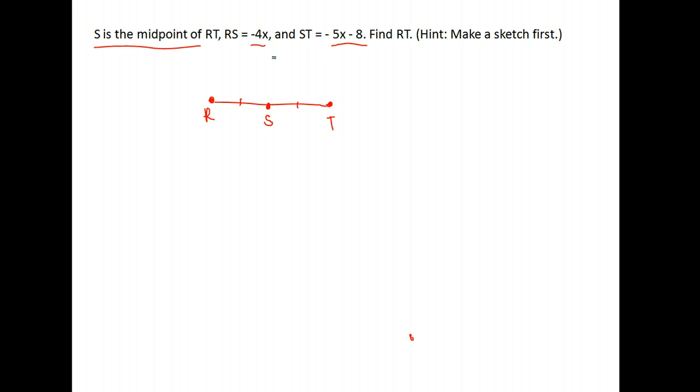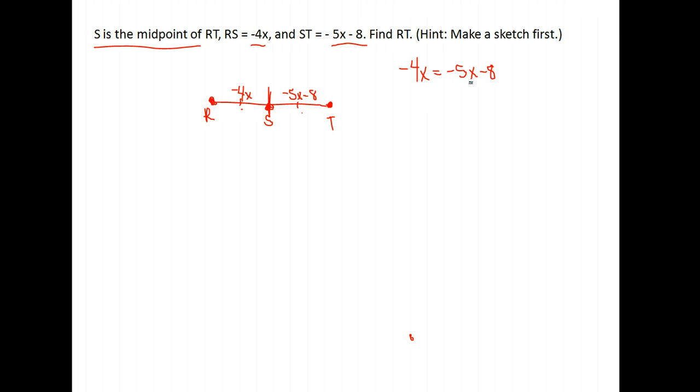Now let's label what they've given us. RS is negative 4x, and ST is negative 5x minus 8. So I've labeled each distance, the two pieces. Then our job when we're doing geometry is to say, what do we know about those two pieces? If S is the midpoint, we know these two pieces are exactly the same size. So we know that negative 4x is equal to negative 5x minus 8.